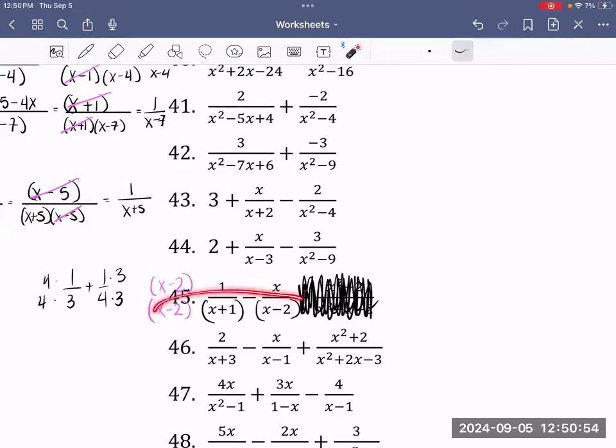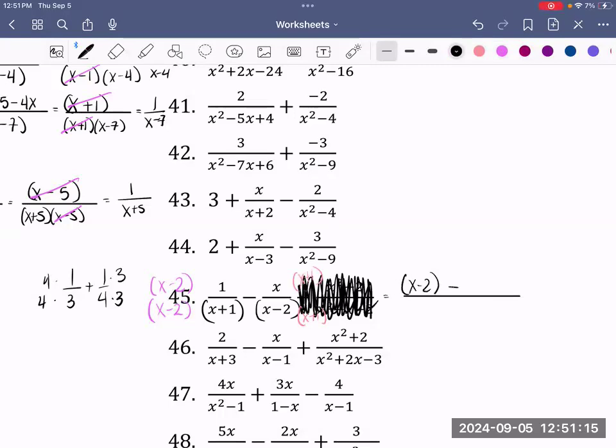The same idea goes here. If they don't match at all, you just get to multiply by what's missing. It's just this whole thing that is missing. So you get to multiply that side by x minus 2 and this side by x plus 1. x minus 2 minus x times x plus 1, all over x plus 1 and x minus 2.